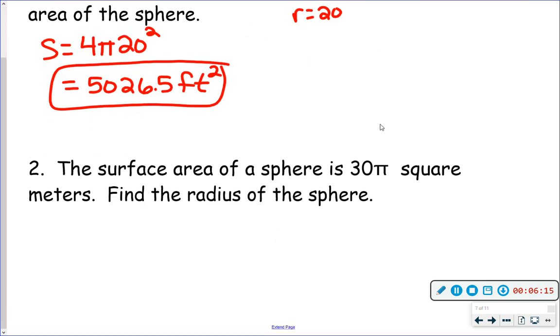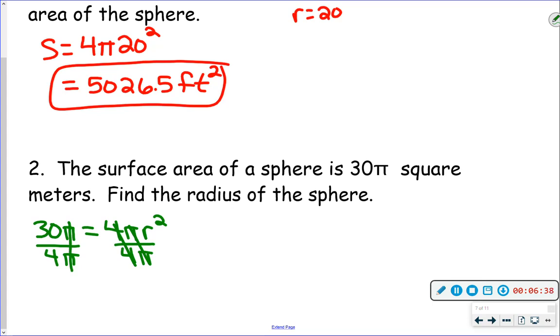Okay, I'm just going to scroll it down just a little bit so I have a little more room here. Surface area of a sphere is 30 pi. So this is like that second one we did. I'm going to put that in for the area. Find the radius of the sphere. 4 pi r squared, our formula. So just like before, I'm going to divide off the 4 and the pi to get the r by itself. That's what we're working on. 4 is gone, pi is gone. Pi's are out on the left.